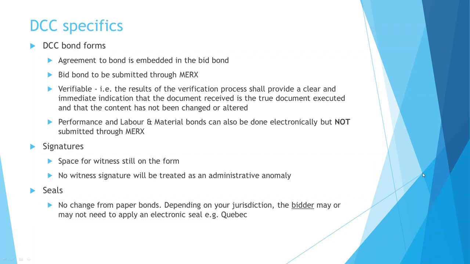The seals, there's no change on that side of the fence. If you're in a jurisdiction where the contractor is not necessarily required to apply a seal, then the same type of legal requirements apply to an electronic bond. The only difference here is that the companies, both the Surety and the contractors, if you are in a jurisdiction that requires seals, then you'll have to get your electronic seals produced by one of the two firms that are with us today, Mobile Bonds or Zenix, and they may touch base on that a little later.